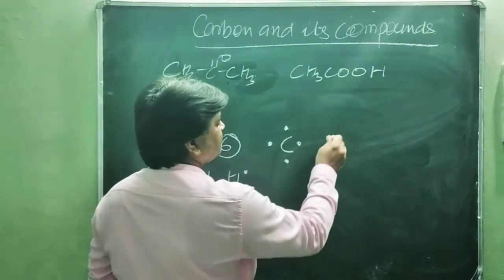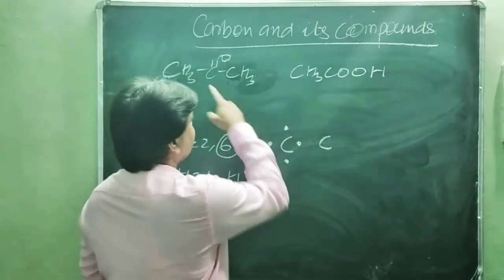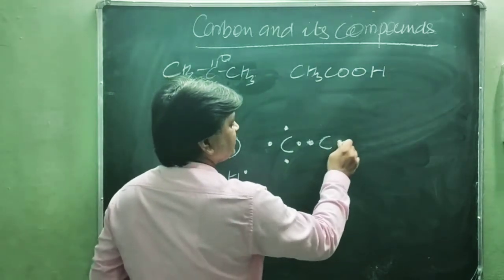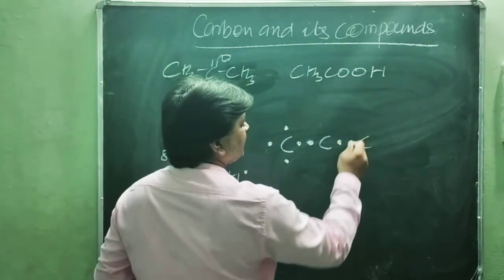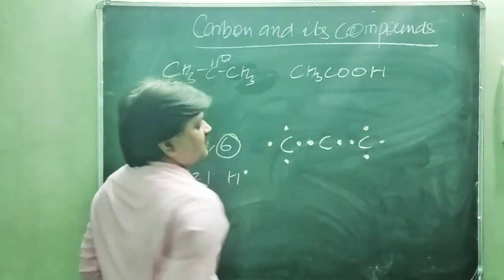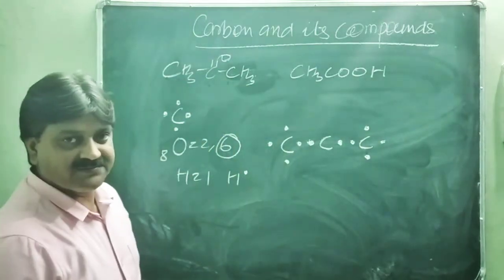This 1 electron is shared with the middle carbon. It also has 4 electrons. 1 electron is shared with this carbon, and another electron is shared with this carbon atom. And this carbon also has 4 electrons. So this is the dot structure of carbon.